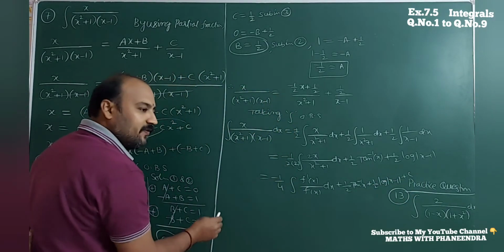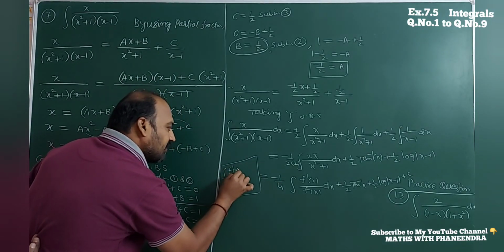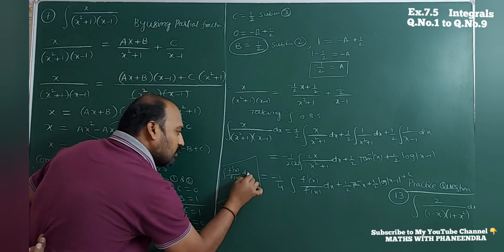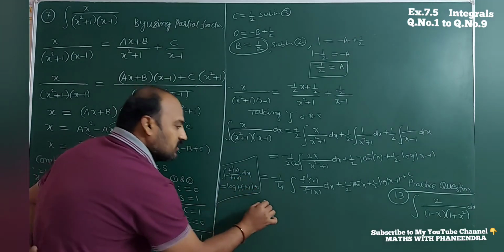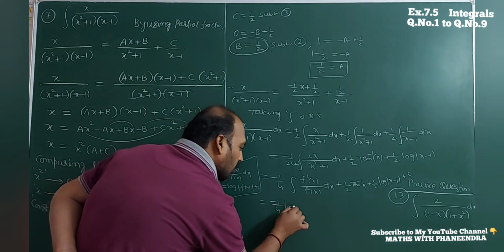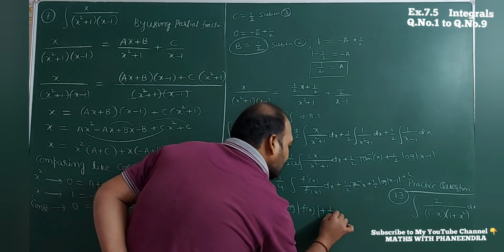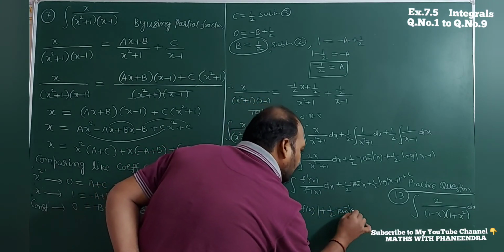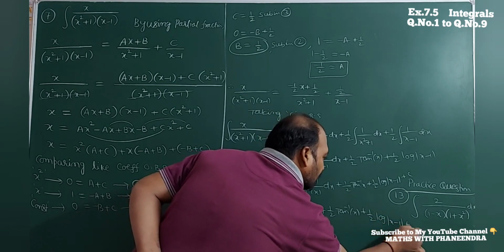Integral f dash of x by f of x, we have a formula. Integral f dash of x by f of x dx is equal to log mod f of x. So minus 1 by 4 log mod f of x, plus 1 by 2 tan inverse of x, plus 1 by 2 log of x minus 1, plus c.